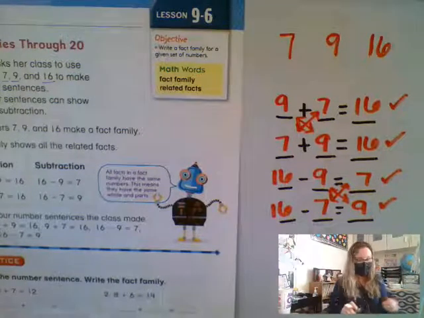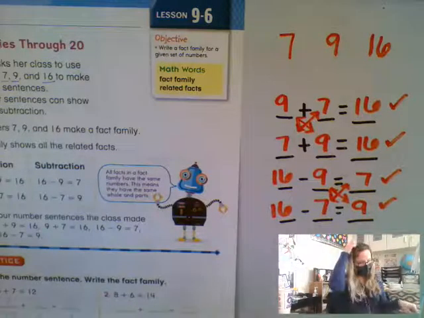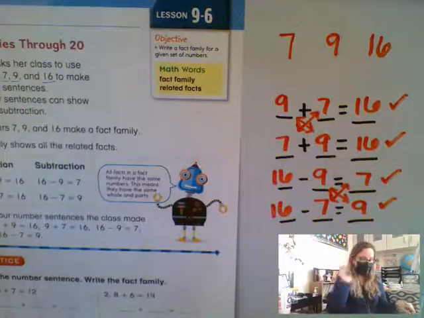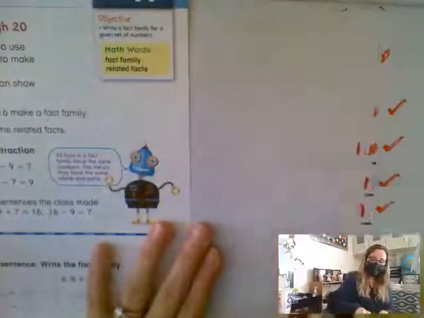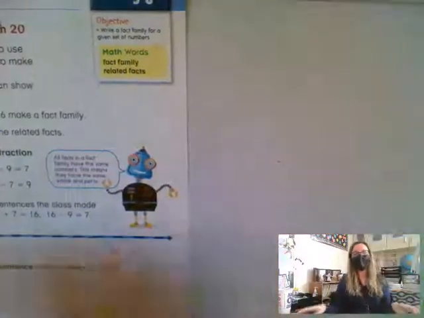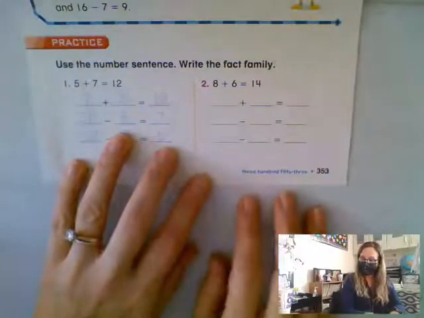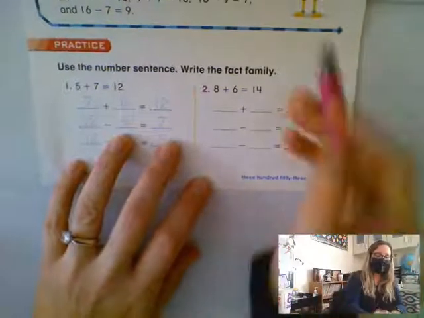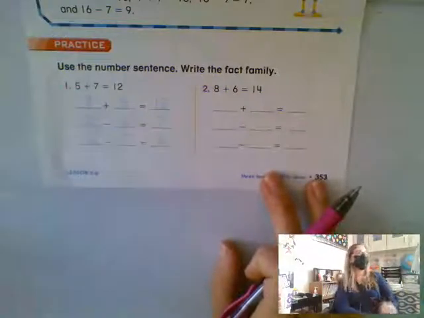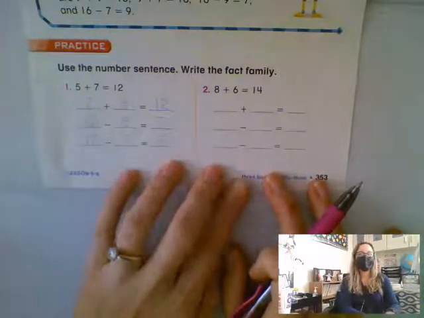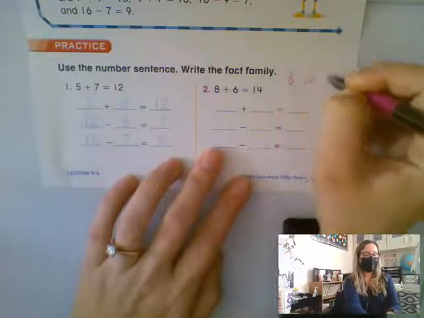All right, so now that we've reviewed fact families, we're going to take a look down at number 2 in the practice area. And the reason we're going to look at number 2 is because they already did number 1 for you, so there's no sense reinventing the wheel. All right, so here, who can tell me for number 2, what are the 3 numbers in my fact family? What are the 3 numbers? Brooklyn? 8, 6, and 14.